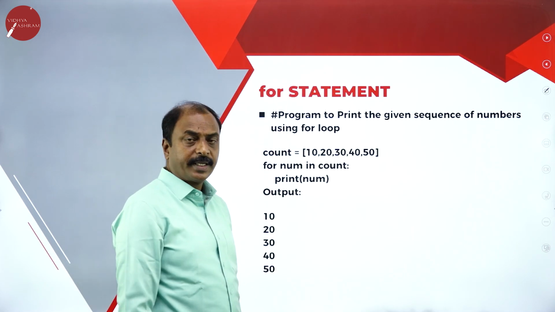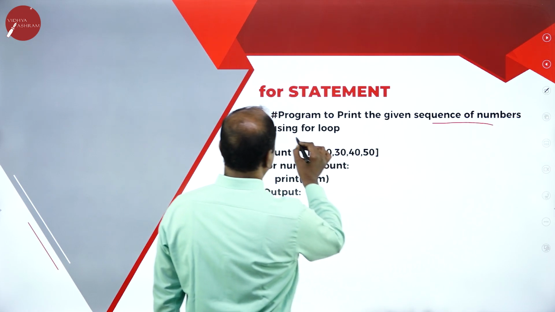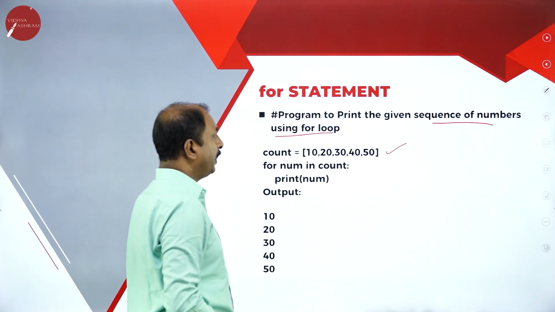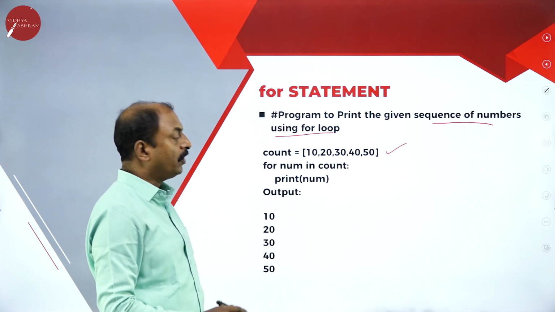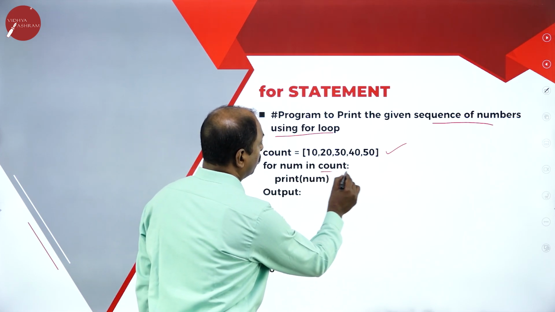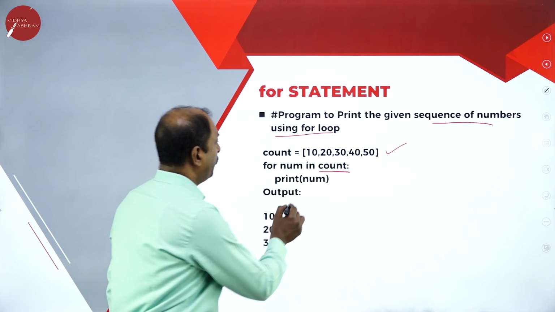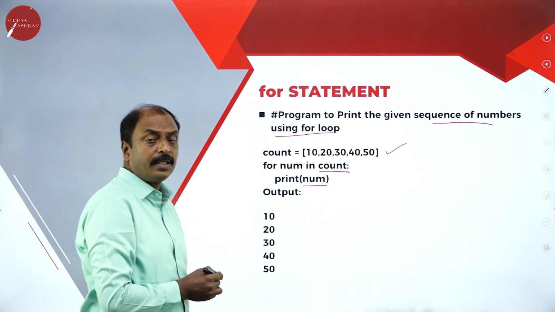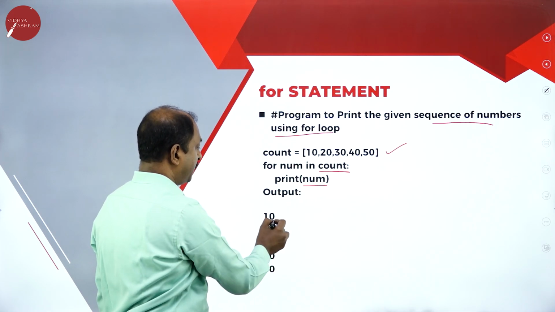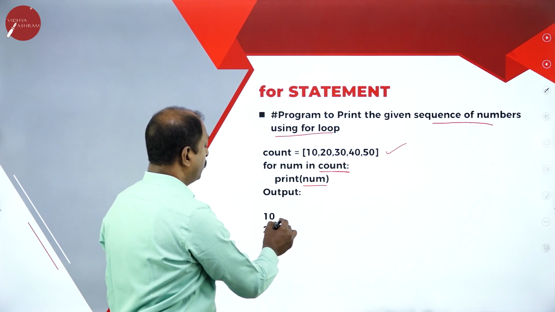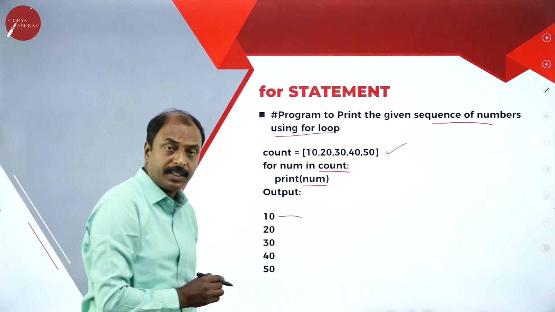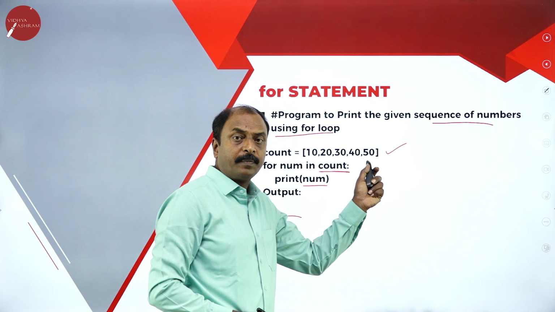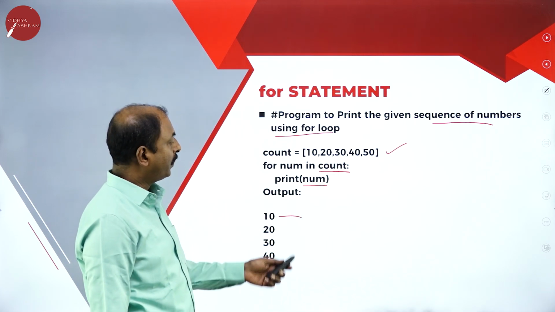In the next slide, we will see another example to print a given sequence of numbers using a for loop. Now consider the example. Here count is a variable, and this is a given list: 10, 20, 30, 40, 50. Now we are using the for loop, for num in count, using the variable count here. print num is going to print all the values in the given list one by one. First 10, 20, 30, 40, 50. When it prints 10, this is one iteration, then second, third, fourth, fifth. It prints till it reaches the last element in the given list. So this is how the for loop works in this example.